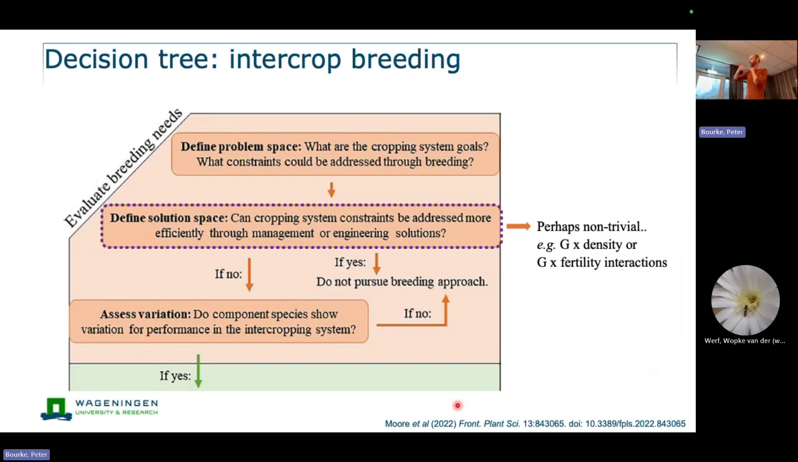But in a sense, this is a little bit, as the Dutch would say, kort door de bocht, a little bit short through the corner, in the sense that perhaps it's non-trivial, particularly if you have interactions between genotypes and management interventions, for instance, plant density, which we know often interacts with genotypes, or fertility. Then it's not so easy just to say, well, ignore the genetics, we'll just focus on the management. So it could be a little bit more nuanced than that. The second point, regarding do we need to breed for it, is to assess variation in the system.